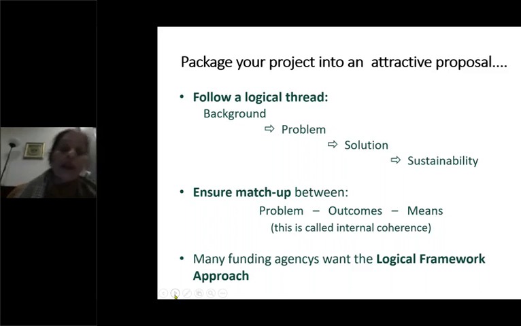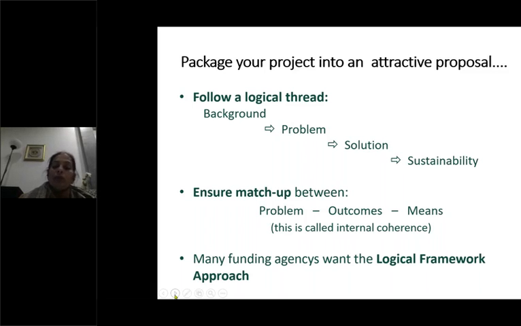First identify the background, and if you see, most of the good funding agencies like DST, CSIR, DBT, ICSR, all these funding agencies have these columns. They have the background column, the problem, solutions, sustainability. They ask all these questions in their format. So you should go for this logical sequence and ensure the matchup between the problems, outcomes, and the means.